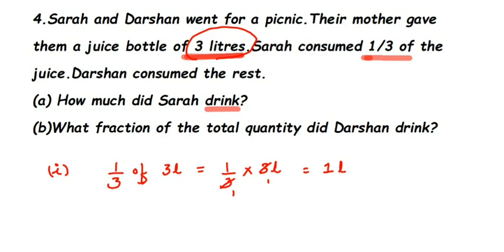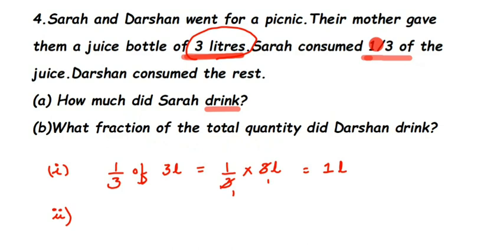Now the second question here is, what fraction of total quantity did Darshan drink? Now they're asking what fraction here. They have given that Sarah consumed 1/3 of the juice. So there are two ways of finding out. One is, which I feel is a very lengthy method. See, the total juice is a whole number, right? It's always 1. So the total or the whole thing is always assumed as 1 here.